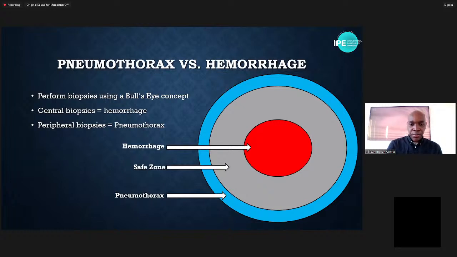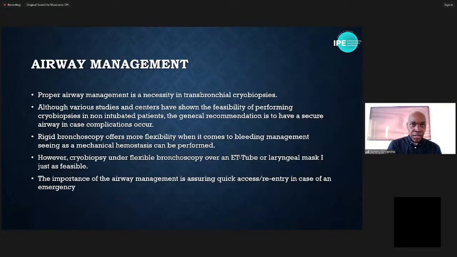Taking a biopsy with the cryoprobe is like a bullseye concept. The more central you are, the higher the chance of hemorrhage. That's why it's marked out with red. When you go out in the periphery, you have a high chance of pneumothorax. So you want a sweet spot where you're not too far out in the periphery causing a pneumothorax, but you're not in the center of the lung where the vessels are bigger and you end up having a bigger lung bleeding. So we're going to go step by step about the things that you're going to need.